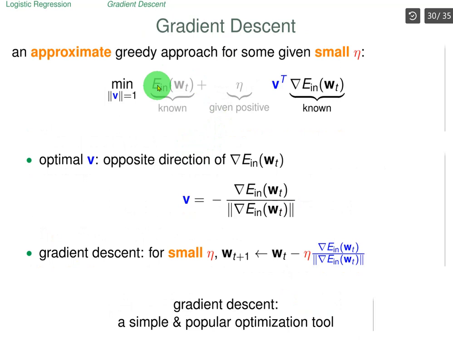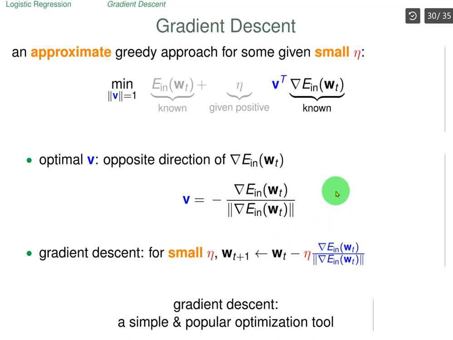What we know here is that the in-sample error for the given weight can be calculated, and eta is a user-defined parameter, usually some small positive number. V needs to be defined as the opposite direction of the gradient, and the gradient is also known for the given weight. To make v the unit vector, we can normalize. We relate v to the direction of the gradient with a length of 1, a unit direction, so we normalize by the norm of the gradient. And the opposite direction is defined by the negative here.